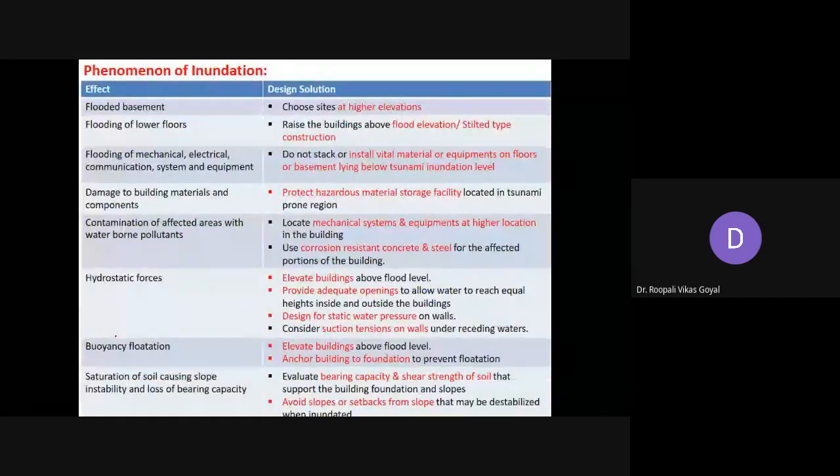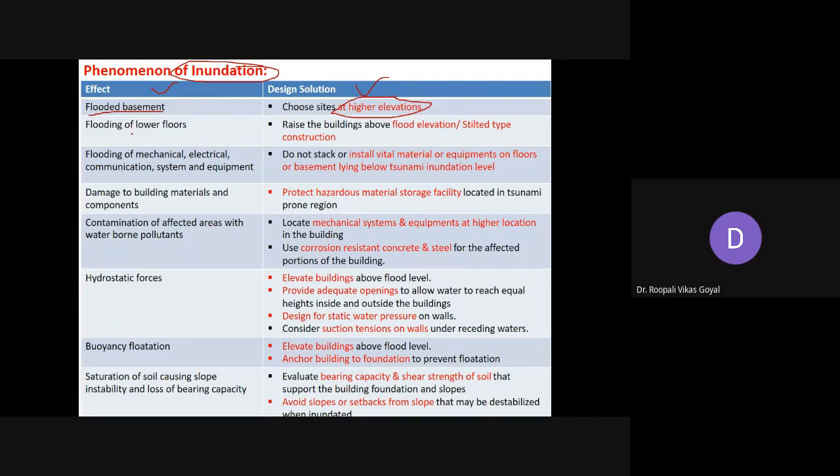Okay, so now whenever there is a phenomenon of inundation, meaning the area gets filled with water, what are the effects and what are the design solutions that can be suggested in a tsunami prone region? If there are chances of a flooded basement, that is, if flood water comes only into the basement, then choose the site at higher elevation. This is the obvious solution. Only water is coming, so that will flood only the basement, meaning below ground level. So you have to provide your building at higher elevation.